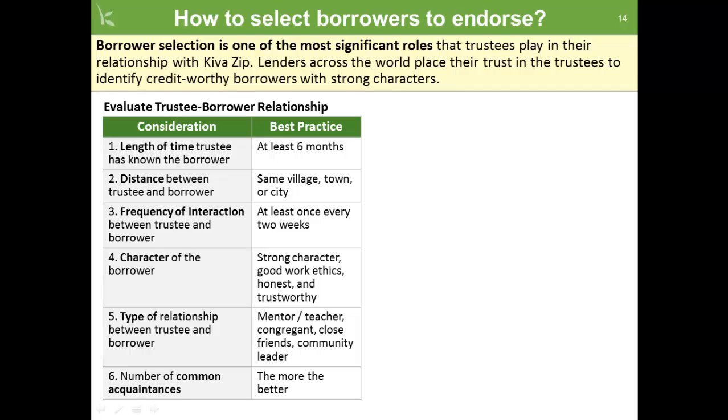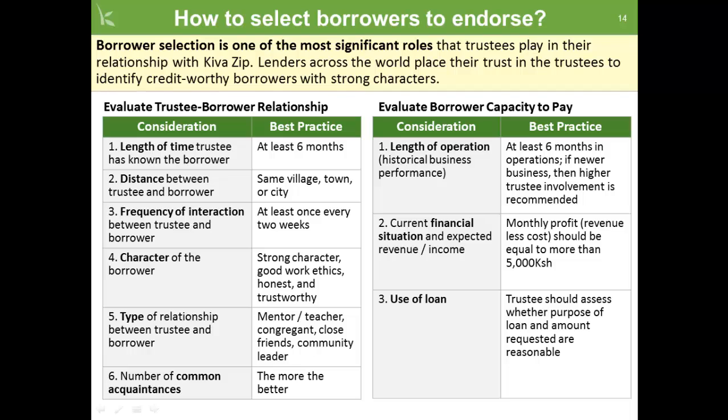First, consider your relationship with the borrower. You should know them for at least 6 months, be in the same village, town, or city, and interact with them at least once every 2 weeks. You should know that they have strong character, good work ethics, and are honest and trustworthy. You may know them in various capacities such as mentor, teacher, congregant, close friends, or community leadership. And the more common acquaintances you have with them, the higher the social pressure they have to repay on time.